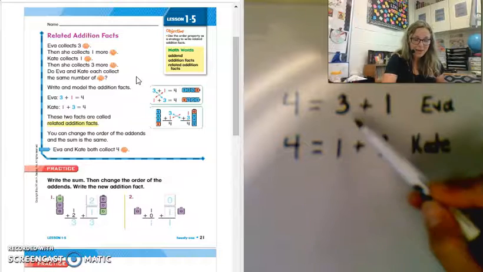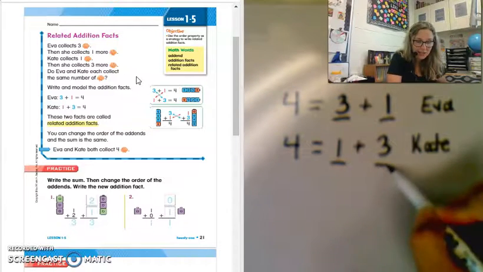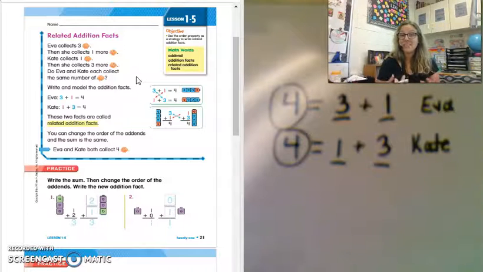So it didn't matter the order of my addends. These parts here could come in any order. We still end up with our same sum or our same total.